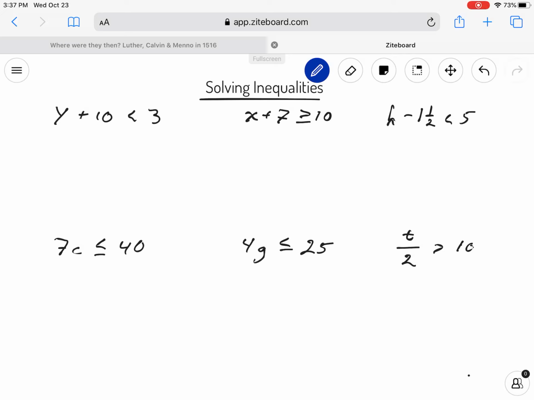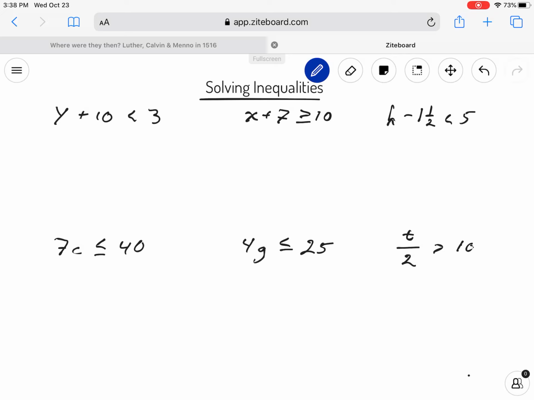Okay, so you have been basically working with inequalities and solving them a little bit. So this is just to more formally go through it, and we just have some examples here. The same rules and properties apply to solving inequalities as they do for equations.